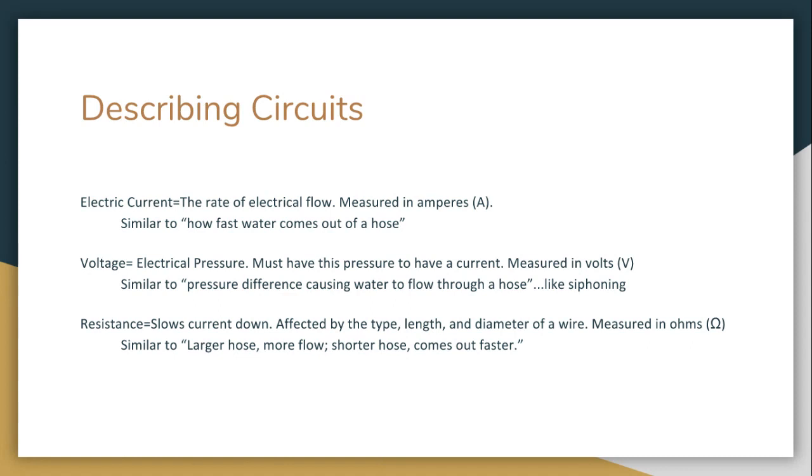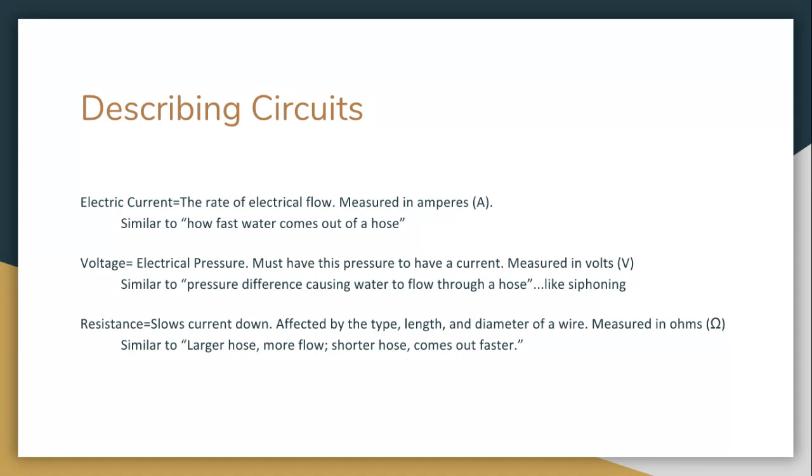To describe an electrical circuit, there are three things we talk about: current, voltage, and resistance. The electrical current is the rate of electrical flow. So how fast are those electrons moving through the wire? We measure that in amperes, or A for short, a capital A. It's analogous to how fast water is coming out of a hose. So we could measure how many gallons per minute come out of the end of a hose, and that would be similar to our electric current. It's how many electrons are flowing per unit of time through our wires.